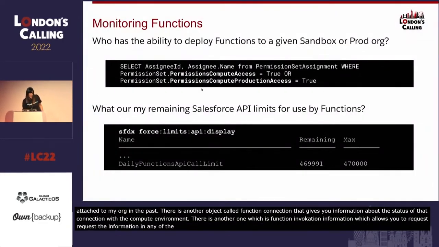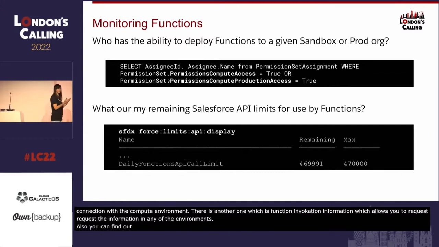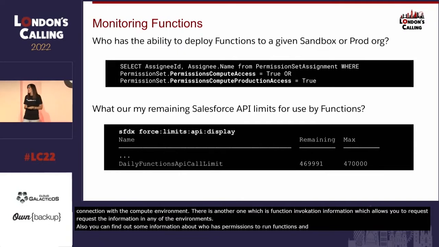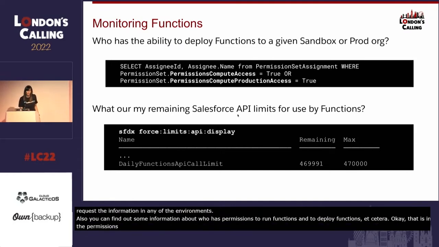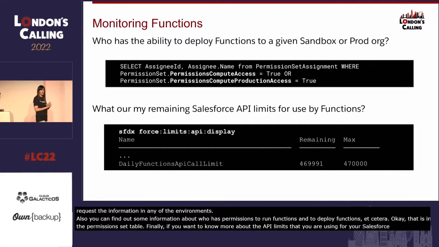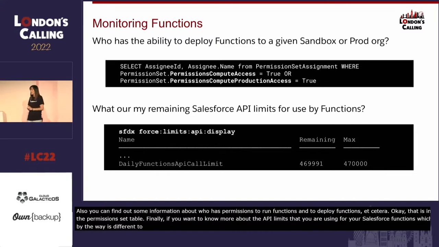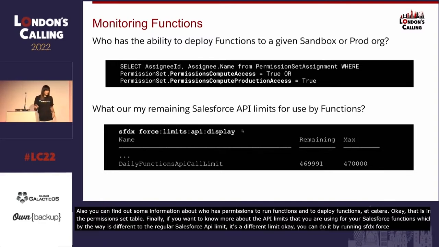Also, you can find out some information about who has permissions to run functions and to deploy functions, etc., in the permission set table. And finally, if you want to know more about the API limits that you are using for your Salesforce functions, that, by the way, is different from the regular Salesforce API limit, it is a different limit, you can do it by running sfdx force limits api display. I'm not sure if that command is available in the sf executable. I would need to check.